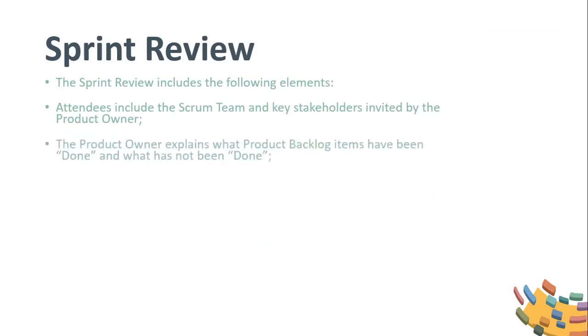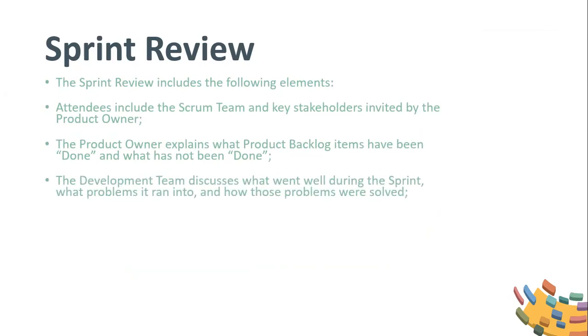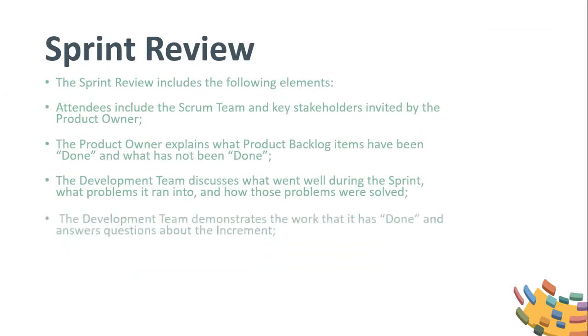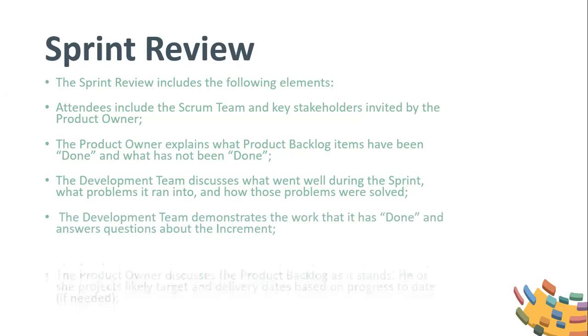The sprint review includes the following elements. Attendees include the Scrum team and key stakeholders invited by the product owner. The product owner explains what product backlog items have been done and what has not been done. The development team discusses what went well during the sprint, what problems it ran into, and how those problems were solved. The development team demonstrates the work that it has done and answers questions about the increment.